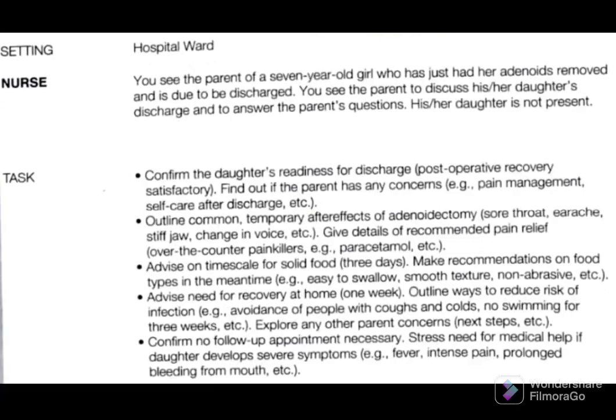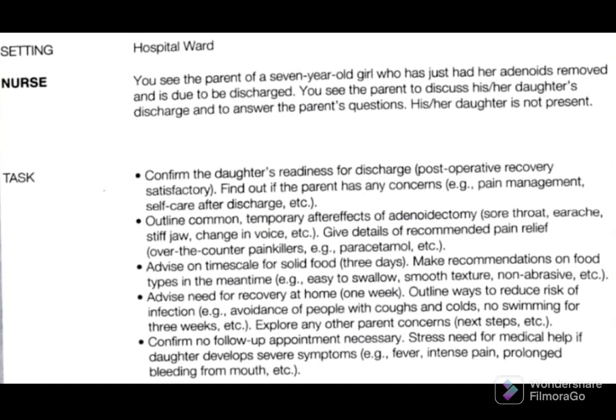The next card is somewhat different. You can see that it is a hospital ward, and you see the parent of a 7-year-old girl who has just had her adenoids removed and is due for discharge. You see the parent to discuss his or her daughter's discharge and to answer the parent's questions. His or her daughter is not present. The first task is to confirm the doctor's readiness for discharge and satisfactory post-operative recovery, and find out if the parent has any concern like pain management and self-care after discharge.